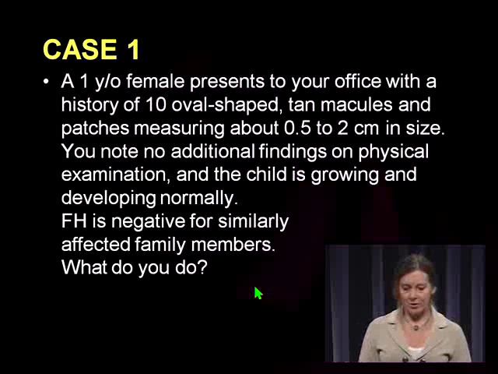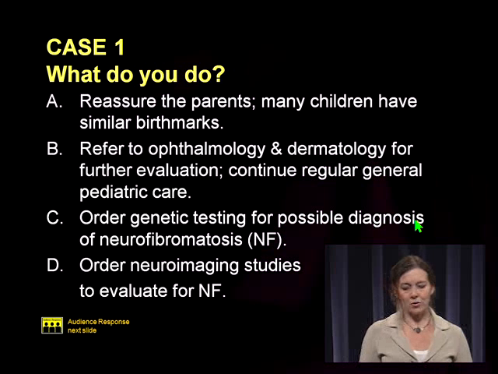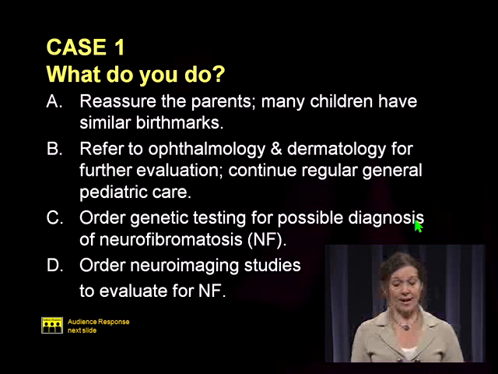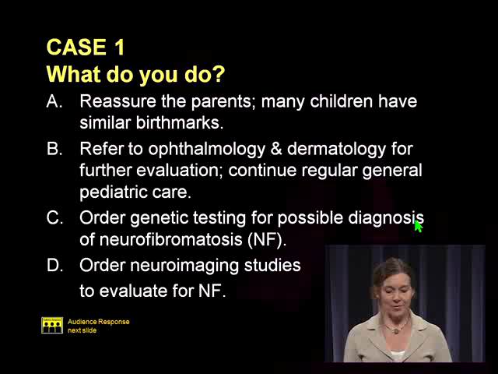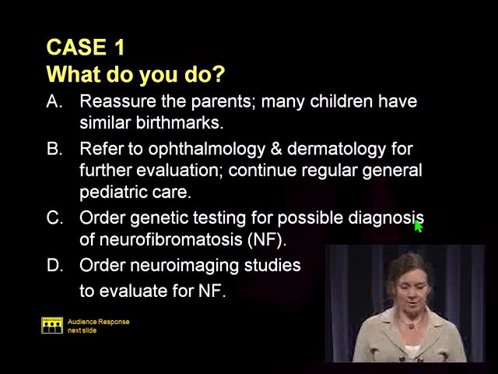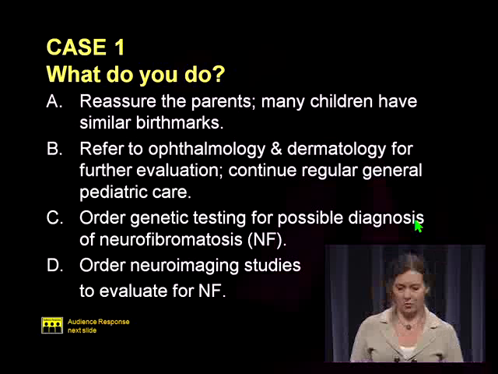What do you do? So here is the child. And you can see these multiple tan to light brown patches of variable size here, most prominent on the trunk. So you're seeing this patient, deciding how to work them up. Do you A, reassure the parents that many children have similar birthmarks? B, refer to ophthalmology and dermatology for further evaluation and continue your regular general pediatric care. C, order genetic testing for possible diagnosis of neurofibromatosis. Or D, order neuroimaging studies to evaluate for NF.